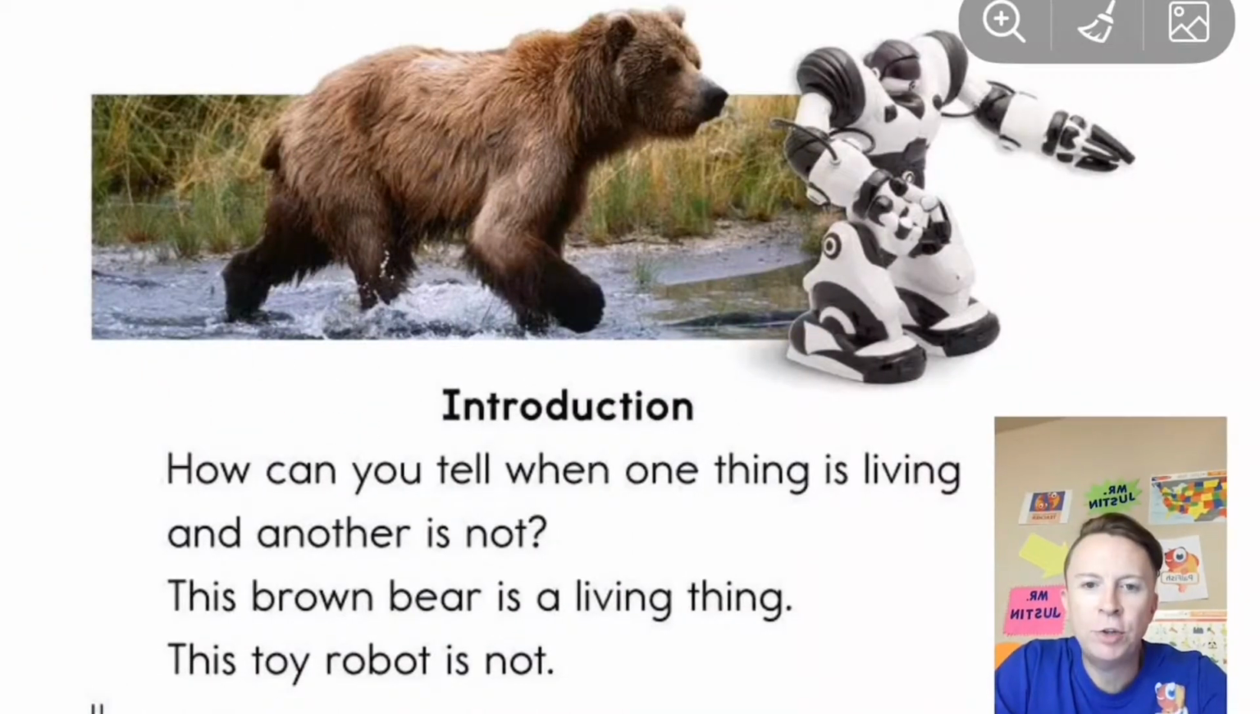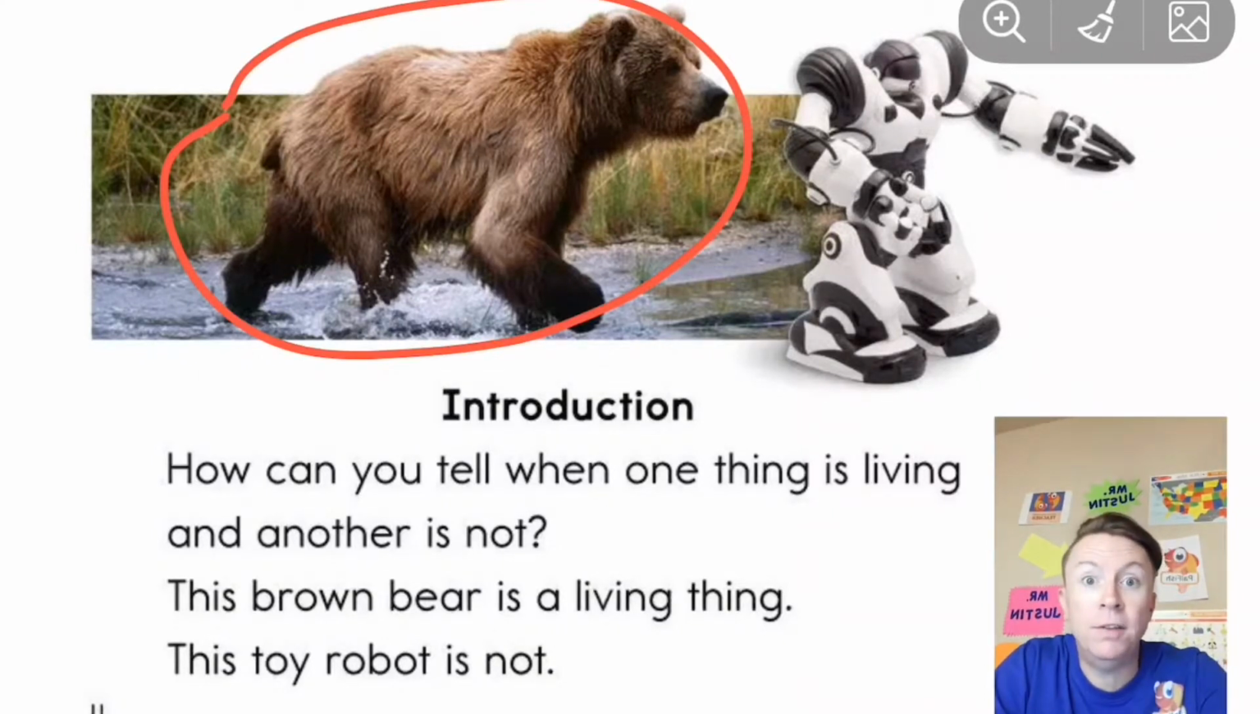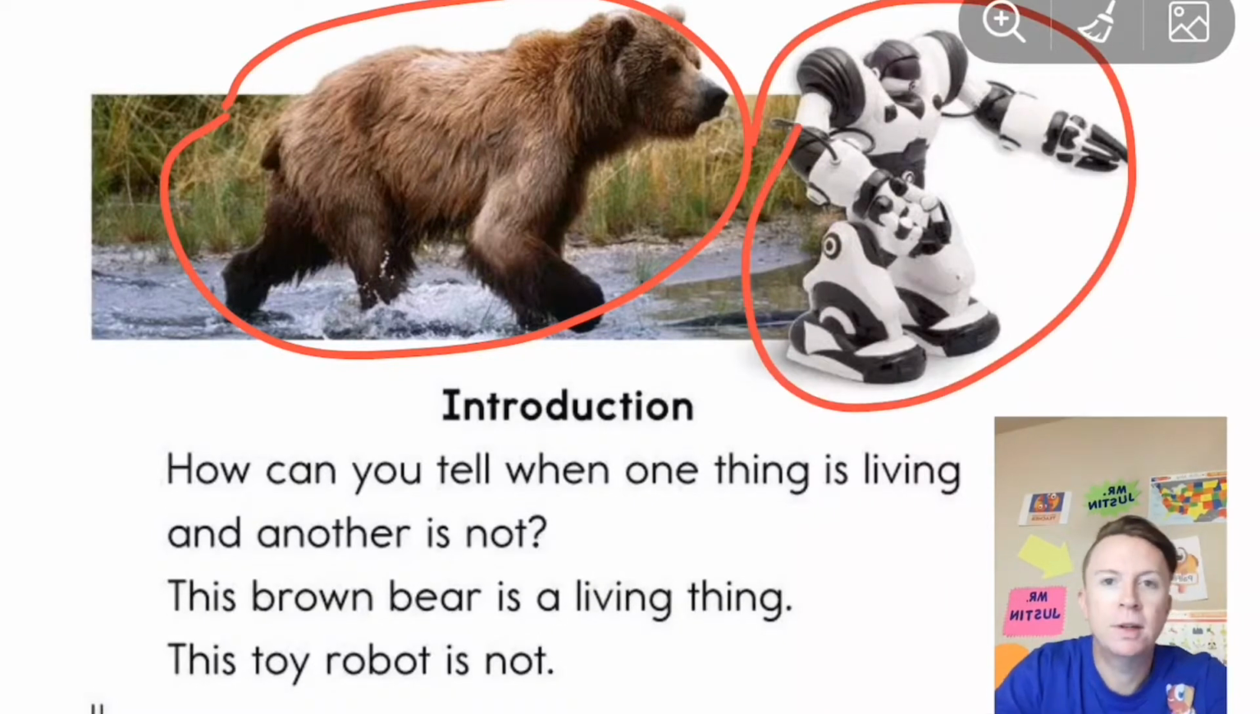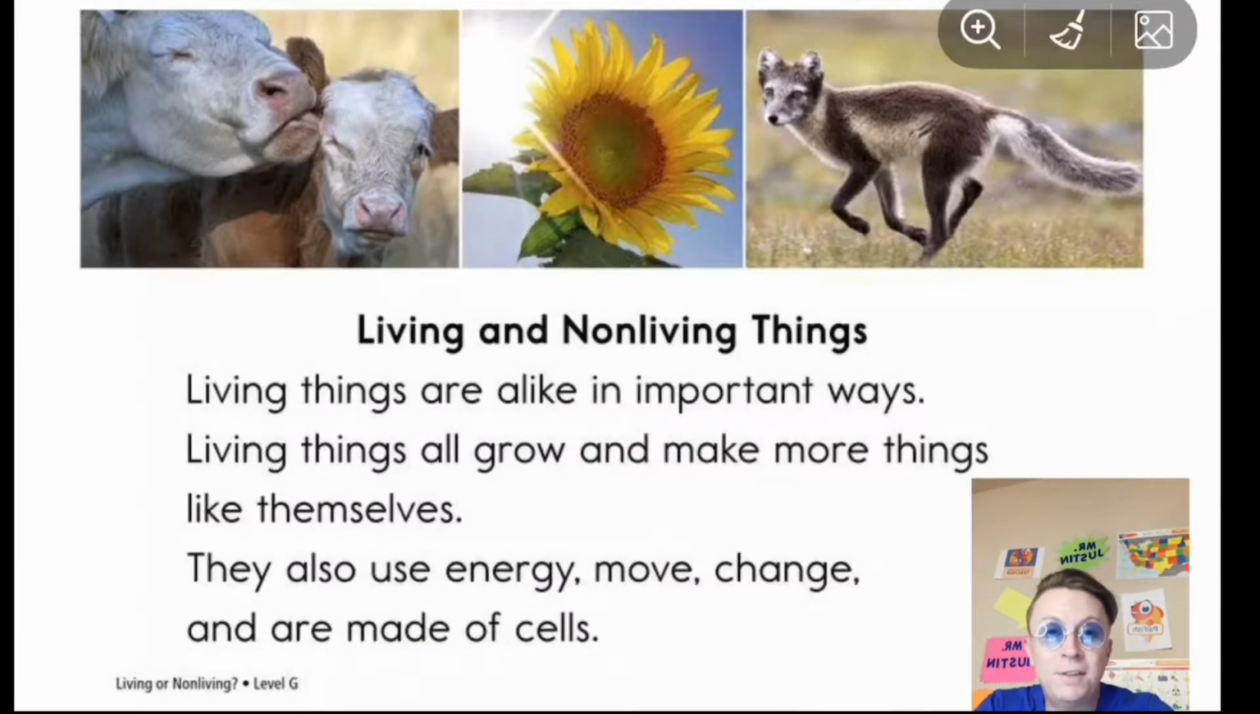Okay, so introduction. How can you tell when one thing is living and another is not? The brown bear is a living thing. The toy robot is not.